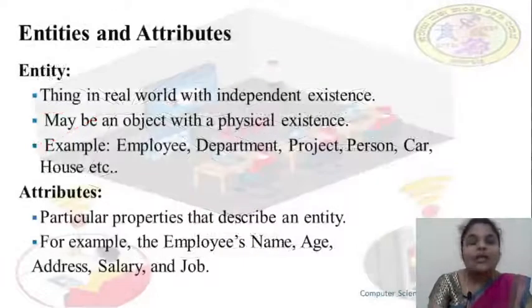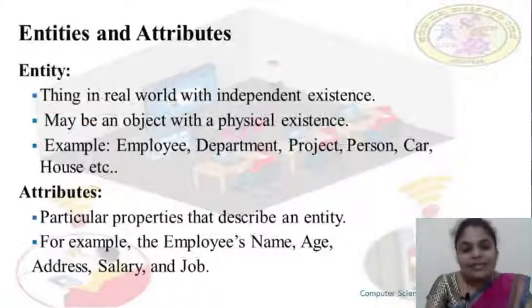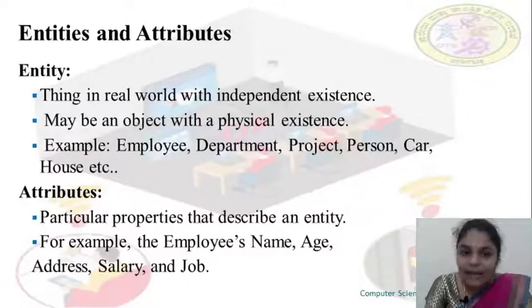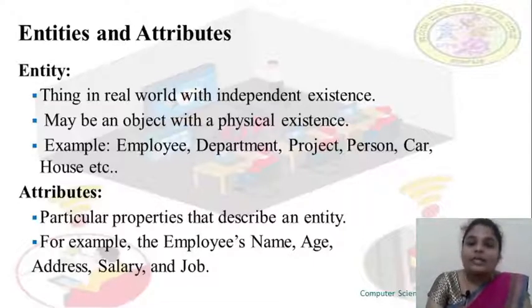And next, as we discussed previously, the next topic is about entities and attributes. As we discussed previously, entity means what? It's a thing in the real world with independent existence, and it may be an object with a physical existence. For example, employee, department, project, person, car, house, etc. Whereas attributes are the particular properties that describe our entity. For example, employee name, age, address, salary. See, any object you consider will be our entity.